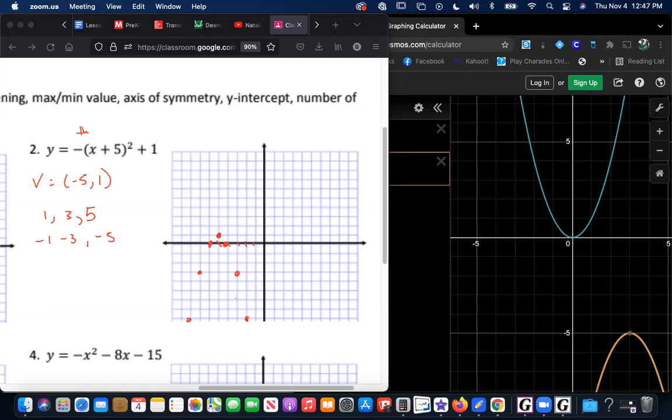Yeah, I think I got these right. These points correct. I'm not 100% sure, but that's it. Everybody cool with that? Really not that bad.